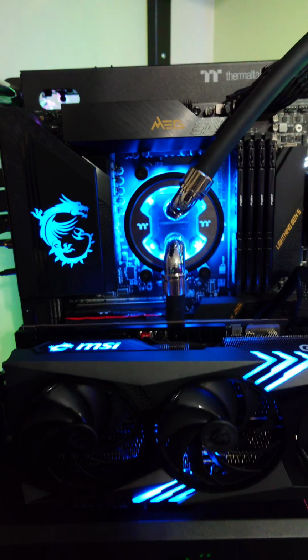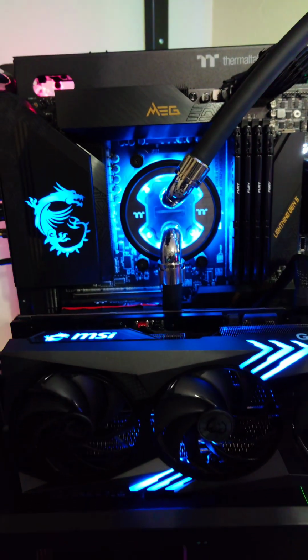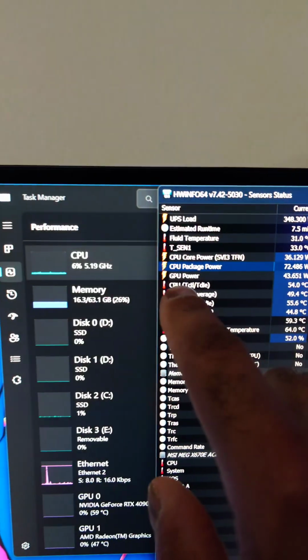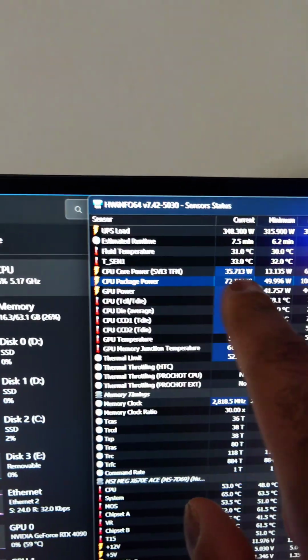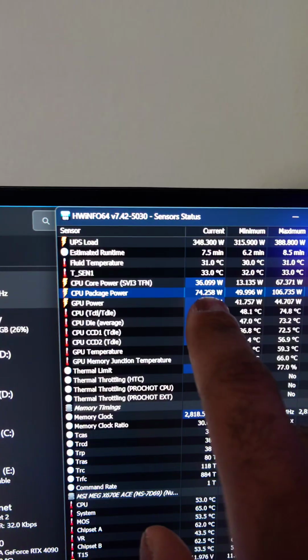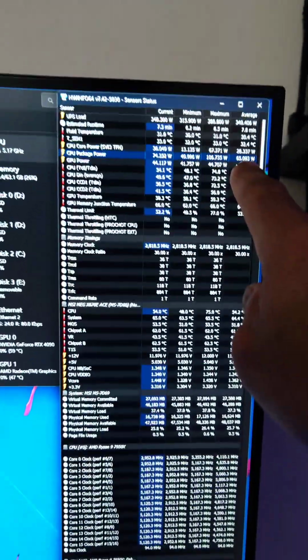Right here is my 7950X system. It does have 64 gigs of RAM and an RTX 3090. And when I'm looking at the CPU power package, right now it's 72 watts, and it averages about 65 watts over the last 10 minutes of just being idle.